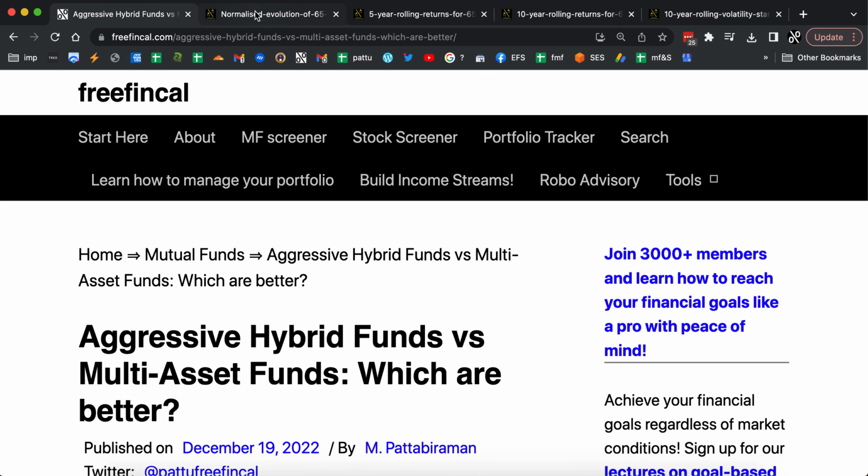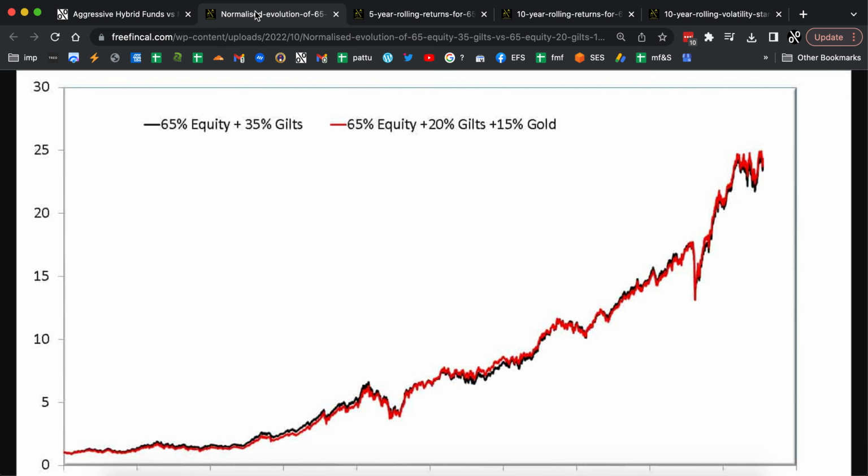So what I've done is to construct an index with 65% equity and 35% gilts. That's the black line. And then the red line is 65% equity, 20% gilts, and 15% gold. So that approximately mirrors the asset allocation of an equity-oriented multi-asset fund. Not all multi-asset funds are equity oriented. Some of them can have non-equity allocation, with equity allocation that is less than 65% of Indian stocks.